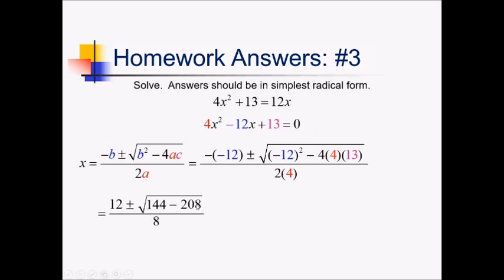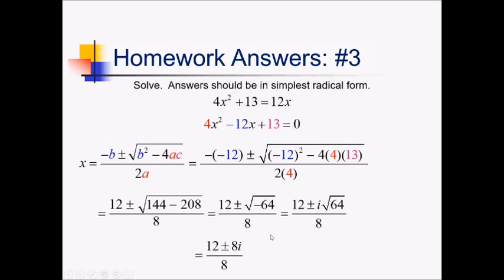144 minus 208, that is going to be negative 64, and that's important because you have a negative inside the radical. So let me go ahead and take out an i to get that to be a positive 64 in there. And then the square root of 64 is going to be 8, so this is 8i. And then finally, I notice that 12, 8i, and 8 are all divisible by 4, so I can take out a common factor of 4 from all of those and rewrite this now as 3 plus or minus 2i all over 2.